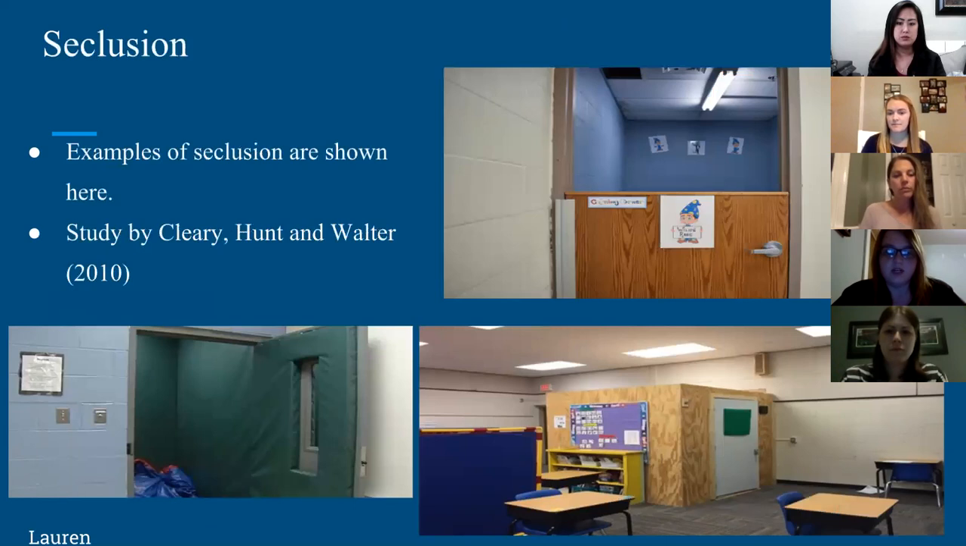According to Cleary, Hunt, and Walter in 2010, aggression and violence are common occurrences in inpatient psychiatric settings. They found that staff in those settings had a 10% chance of being injured as a result of these violent behaviors. Seclusion can be used to prevent injury of the client and others, including staff and visitors, and many staff perceive it to be necessary.